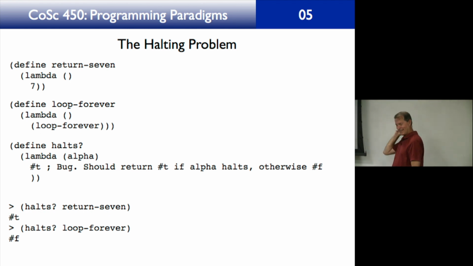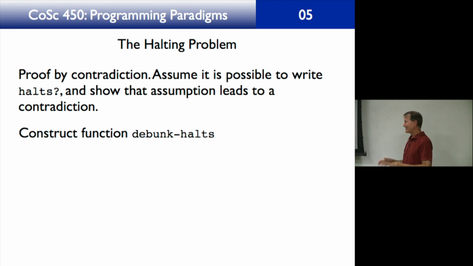Now here's what we're going to do. We are going to construct another Scheme function called debunk halts. And what do you suppose debunk halts is going to do? It's going to be a tool for us to debunk the fact that it's possible to write halts.